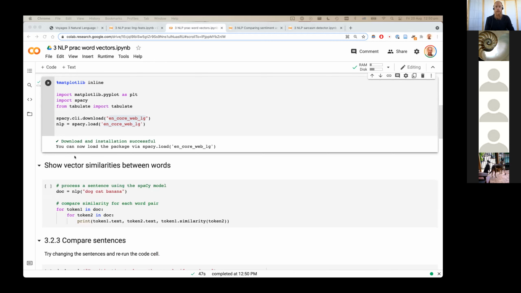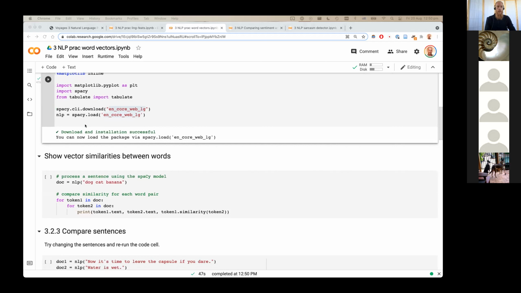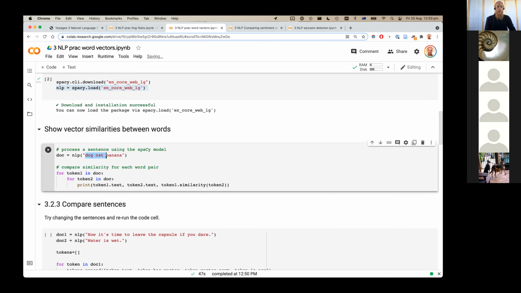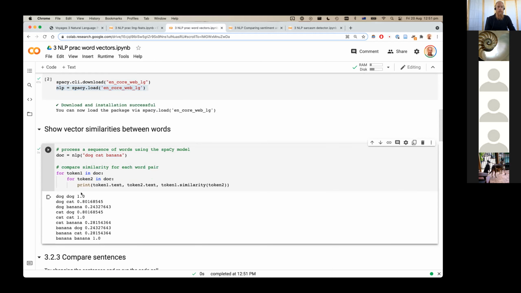Okay, that took a little bit longer to download than the medium one, but now it's ready. So we get the message that we can load it, which we have done there. To begin with, we're just going to look at the similarities between these words. It's not really a sentence. Process a sequence of words using the spaCy model. Sentences tend to have a little bit more grammatical structure than 3 words in a row. So we'll run this and we'll see what we get.